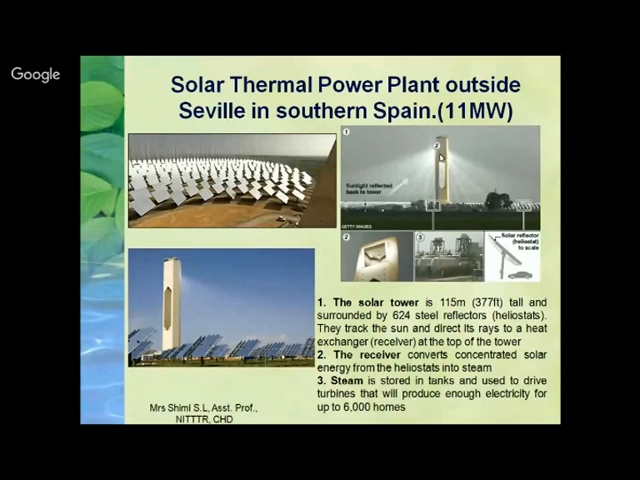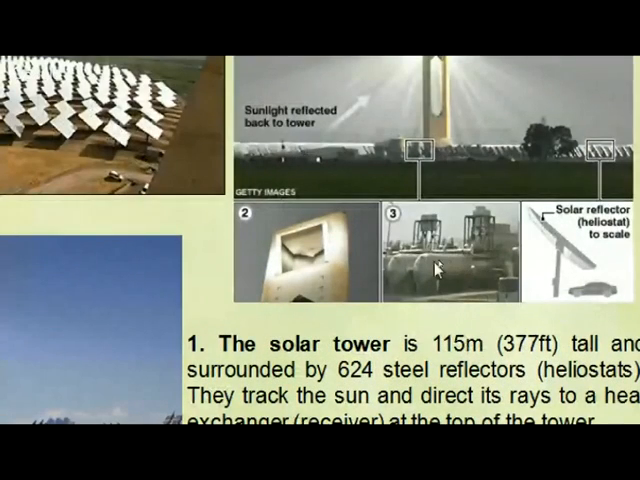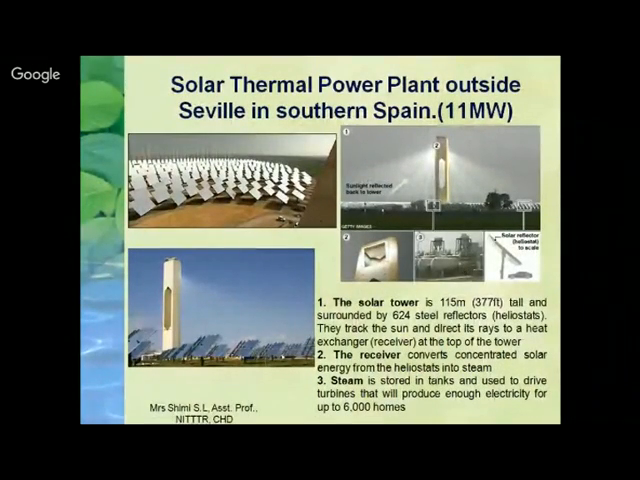And this steam is stored in tanks. Here you can see the 3 tanks. These are the tanks. The steam is stored in the tanks and used for driving the turbine that will produce enough electricity for this 11 megawatt plant, which serves around 6,000 homes. Now the project is so big it can power around 75,000 homes. This was a small, initial project. Now it has been expanded to around 180 megawatts. So this is the thermal power plant in Spain.